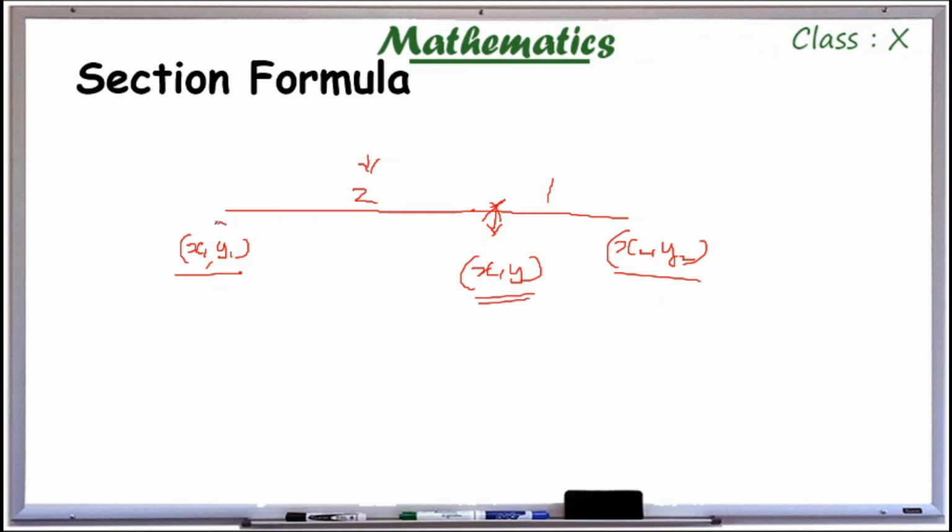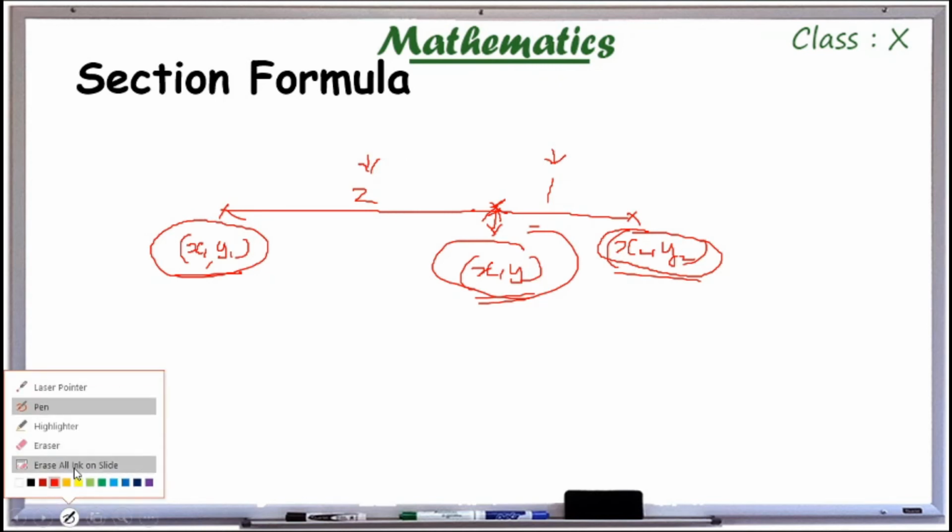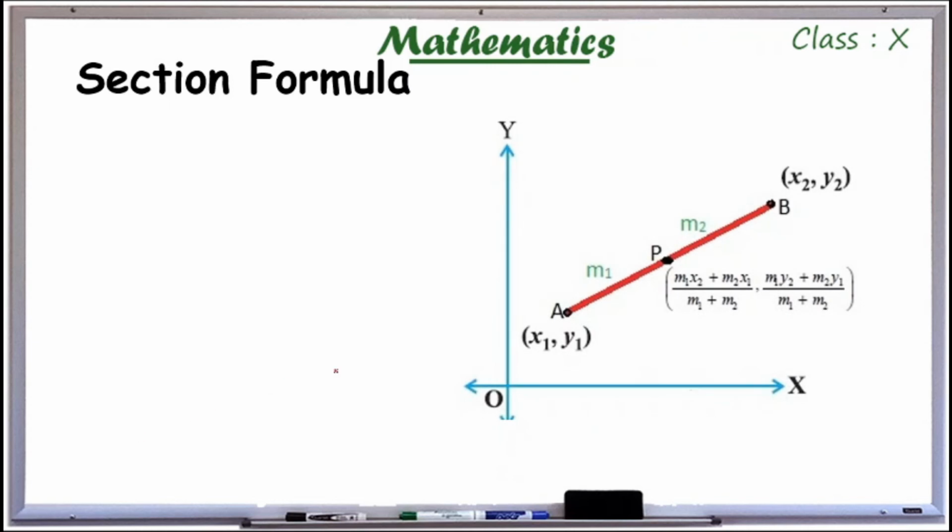I am repeating, if these two endpoints are given and also the ratio 2:1 is given, then I can find the point x comma y, this point. So for that we use section formula. So we have 2 points x1 y1 and x2 y2. So I made a mark at this line, and the ratio which divides this line is m1 is to m2.